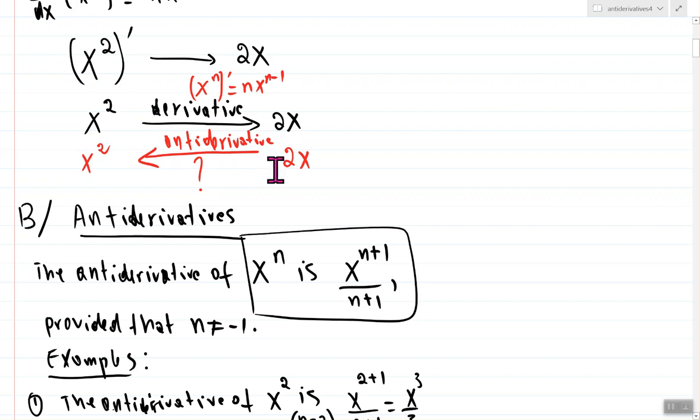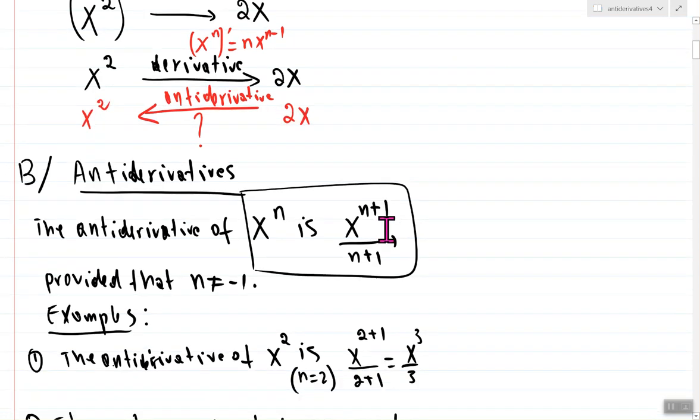Now you are given 2x, you want to go against the derivatives. So you want to find a function whose derivative is 2x. How do you get that function? So that's the antiderivative, so you're going against the derivative.